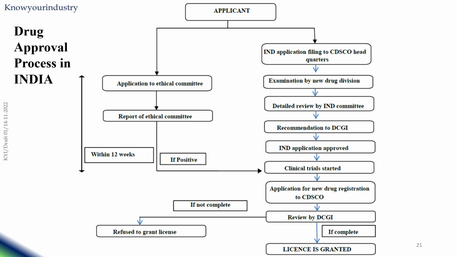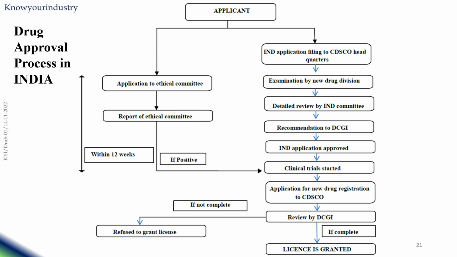This is the flow chart of drug approval process in India. The applicant sends the application to the ethical committee and simultaneously the IND application filing to CDSCO headquarters. The application goes for examination by new drug division. Then it goes for detailed review by IND committee. Then the DCGI recommendation is issued. Then IND application is approved.